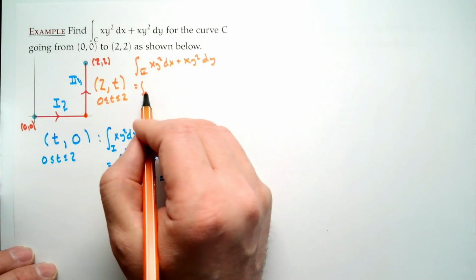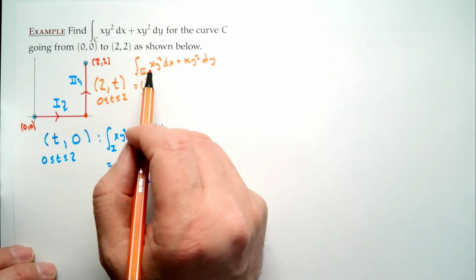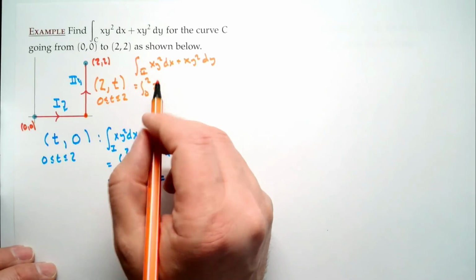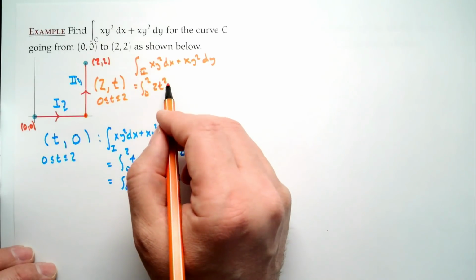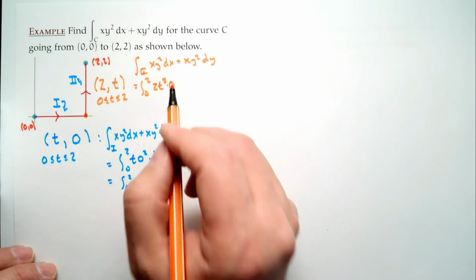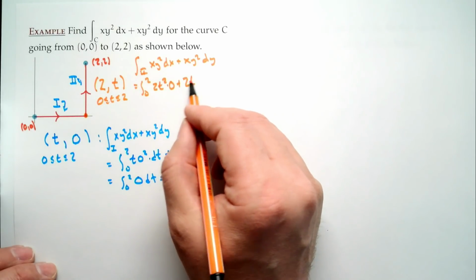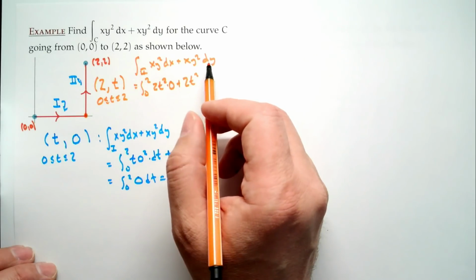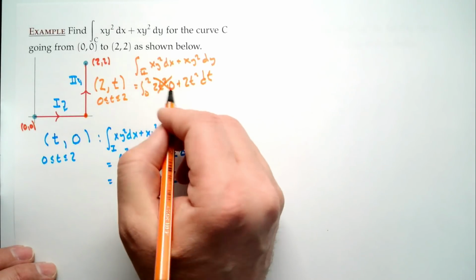So, integral 0 to 2, what do you get? Well, x will be 2, y squared, t squared, dx, 0. Well, that's not promising. X will be, again, 2, y will be t squared, and dy will be dt. Woohoo! We actually get to do something this time.